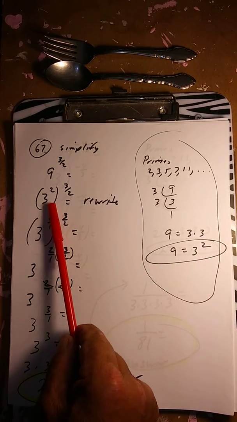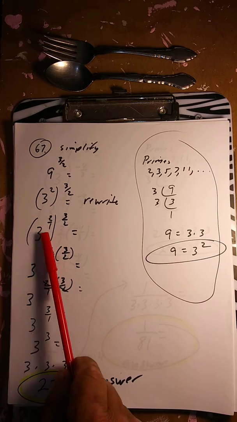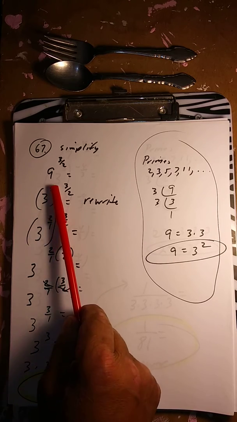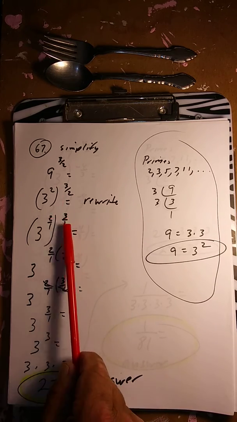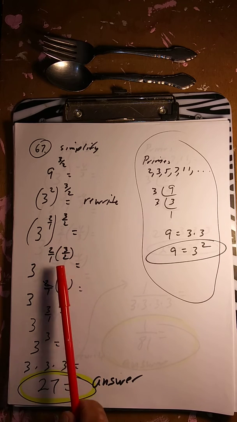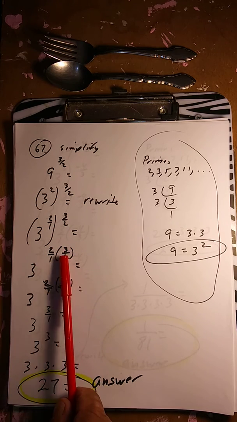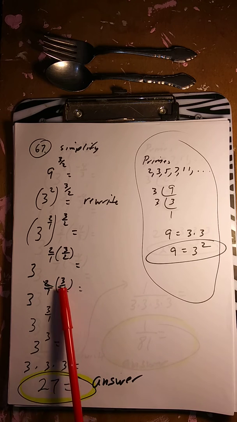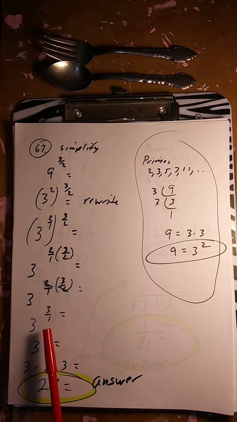Go back over here, rewrite it. 3 squared, so 3 to the power of 2 over 1. Now multiply across, straight across. So 3 to that times that is going to be 3 times 2, 2 times 1, but the 2's can cancel. So we have 3 over 1, which is 3.